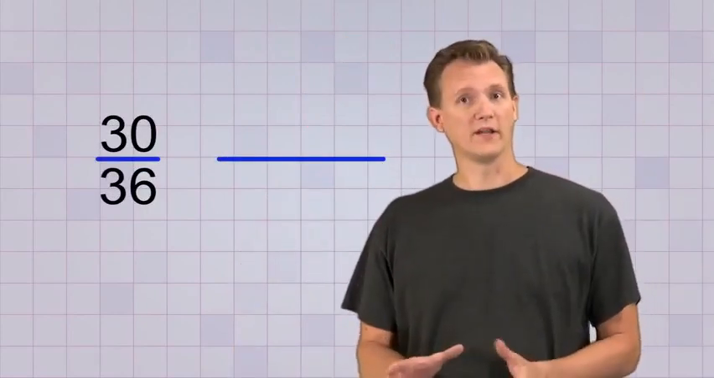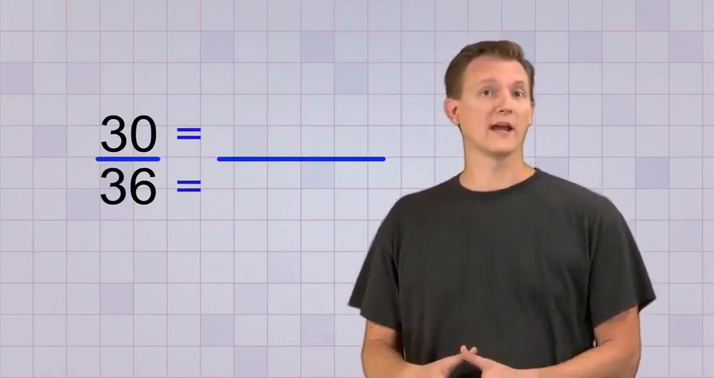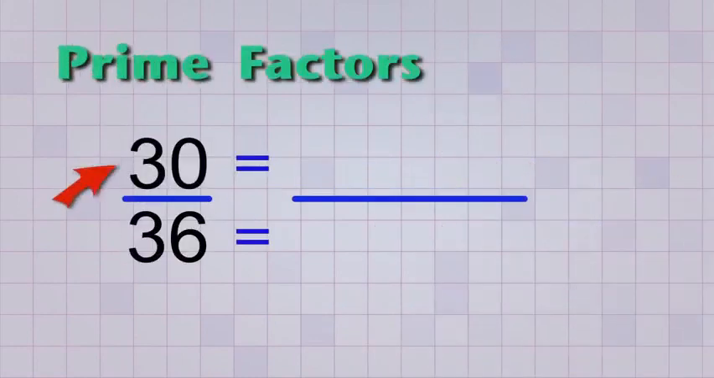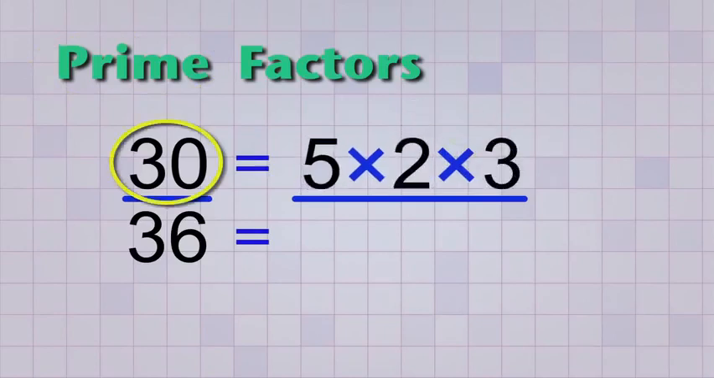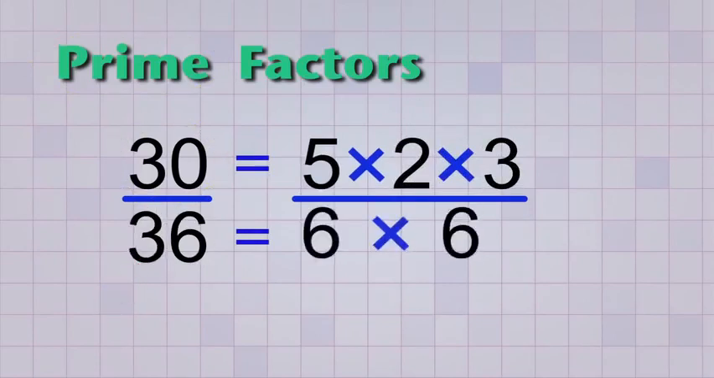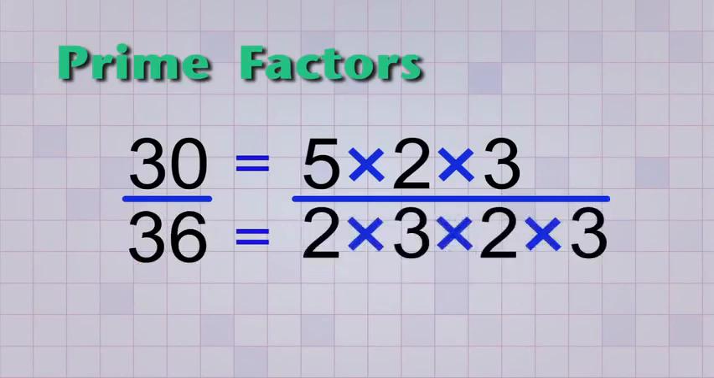All right, I think we need to see another example, but a harder one this time. Let's simplify the fraction 30 over 36. The procedure is the same. Step 1 is we factor the top and bottom numbers all the way down to their prime factors. Let's do the top number first. 30 factors into 5 times 6. 5 is prime, but 6 can be factored into 2 times 3. So our 30 on top becomes 5 times 2 times 3. Now the bottom number. 36 can be factored into 6 times 6. And each of those 6's can be factored into 2 times 3. So our bottom number becomes 2 times 3 times 2 times 3.